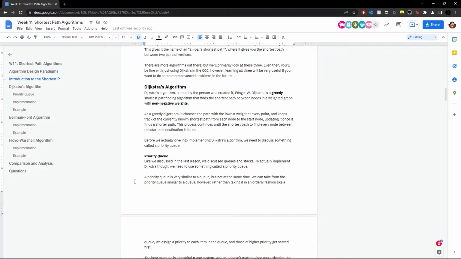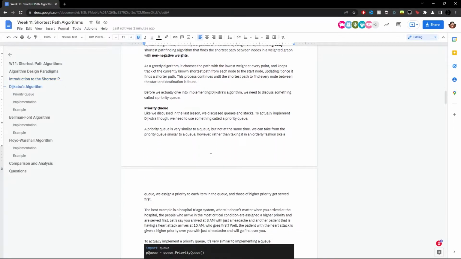We can take from the priority queue, similar to a queue. However, rather than first come first serve, like a queue where you line up, we assign priorities to each of the items in the queue, and those of higher priority get served first. The best example is a hospital triage system, where it doesn't matter when you arrive at the hospital, the people who arrive in the most critical condition are assigned a higher priority and are served first.